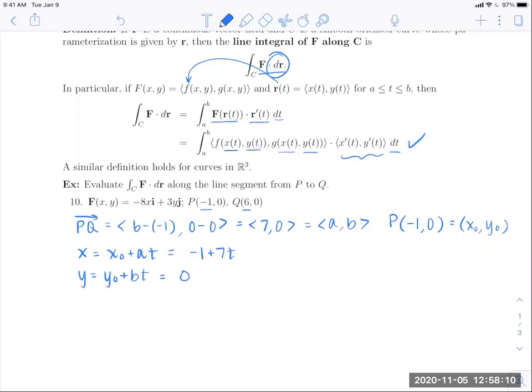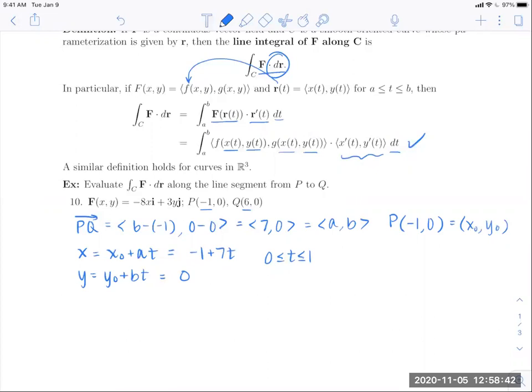Since we want a line segment, I need to restrict my t. I'm going to restrict t from 0 to 1. I'm going to choose this because I use my starting point P. If I plug in 0 for t, I'm starting at P, and you can just verify that. If I plug in 0 for t, x gives me -1, y gives me 0. If I plug in 1 for t, then x gives me 6, y gives me 0. So this is the correct parameterization.